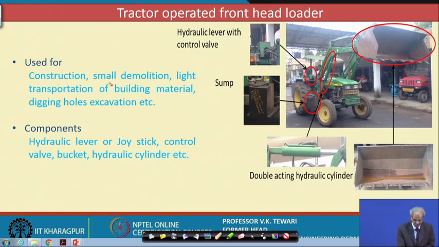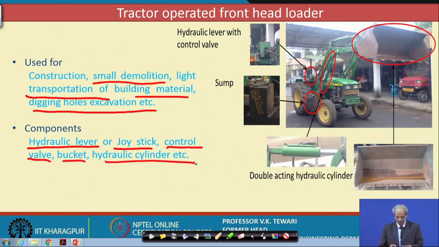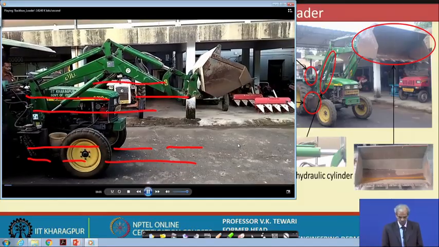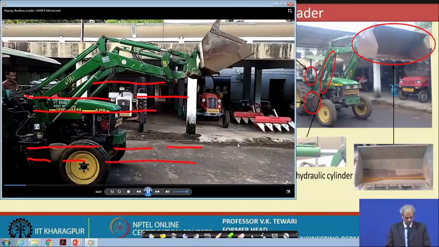This is used for small demolition construction, light transportation of building materials, digging of holes and excavation, etc. There are various components: hydraulic lever or joystick, the control valve, bucket, hydraulic cylinder, etc. These are some of the details of that. I think we may show you the video of this. So, let us have a look at the video of this particular equipment. You can just have a look at how the whole thing is in operation here.